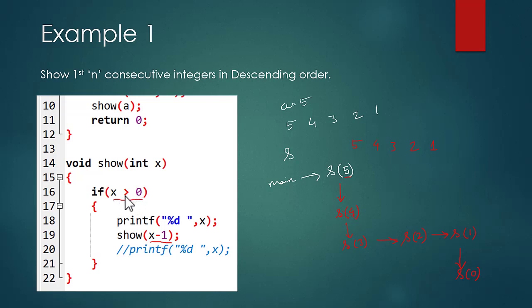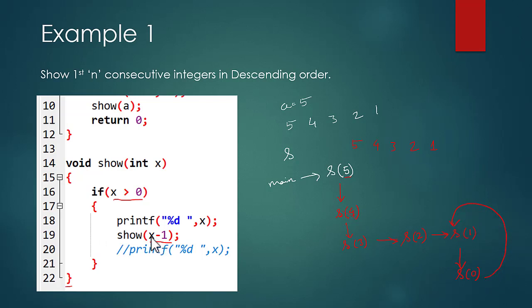Now for s0, when the parameter is 0, the if condition is false, so the statements within the if statement will not be executed, so it will come to this point. From here it will go back to its calling function. So for the s0 instance, what is the calling function? It will go back to s1.